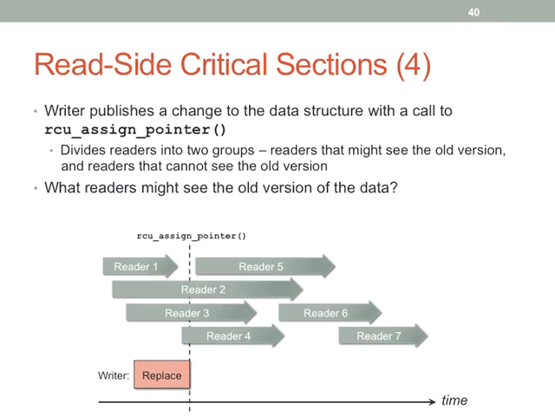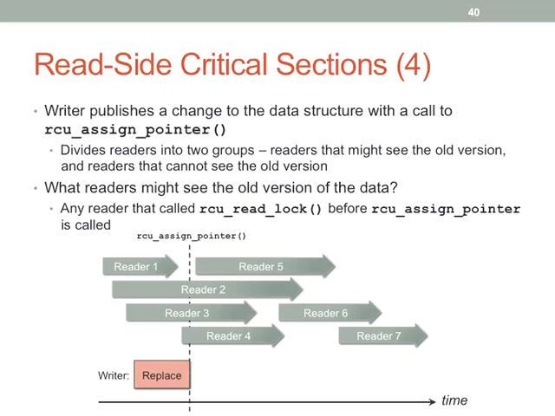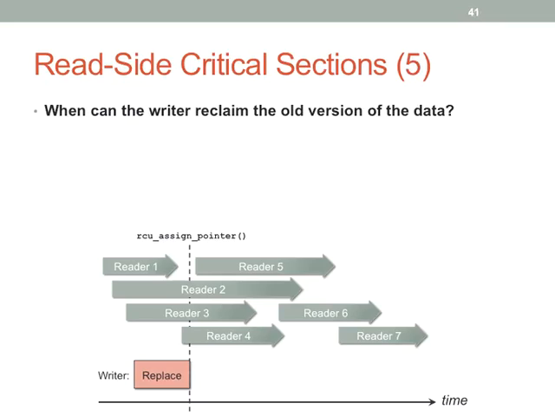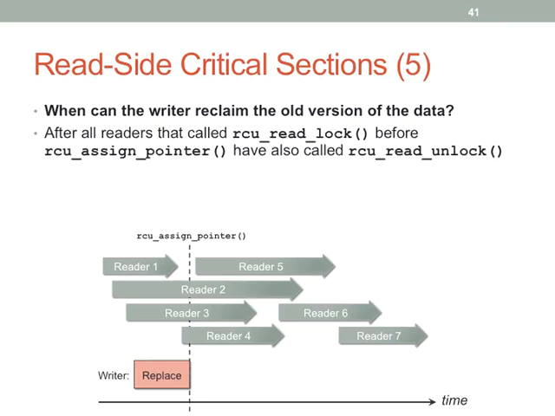Okay, what readers might see the old version of the data? I already kind of beat that one to death. Anybody who called RCU read lock before RCU assign pointer may have seen the old node. So when can we reclaim the old version of the data? Yeah, so we can look at this and we say, hey, when do all the readers that started before finish? When the last guy finishes, then we know we can reclaim that data.